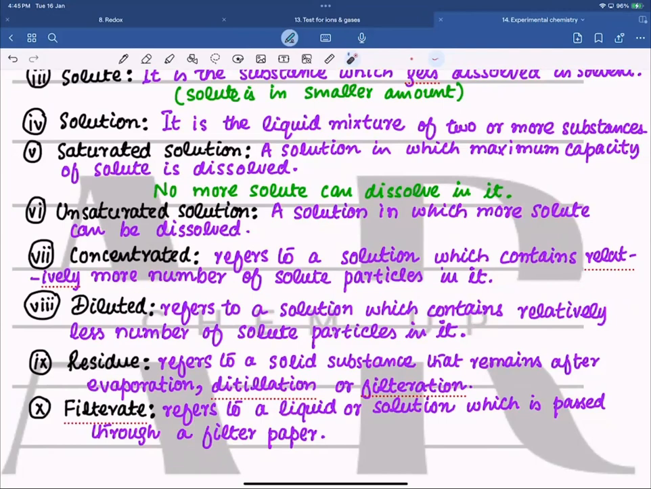Residue is a solid. For example, when we do filtration to remove the solid from the solution, the solid that we get on the filter paper is residue. If you evaporate, if you heat the seawater, what will happen? All the water gets evaporated, and the leftover solid, the salt, is called residue.